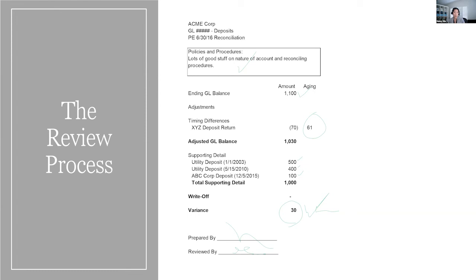And hopefully this reconciliation is well prepared because we've already spent a lot of time looking at it. But if not, you're going to kick it back to the preparer, make the update, send it back, sign and date. Save it however it is that you do it. Hopefully it's not paper, but maybe share drives or something like that.